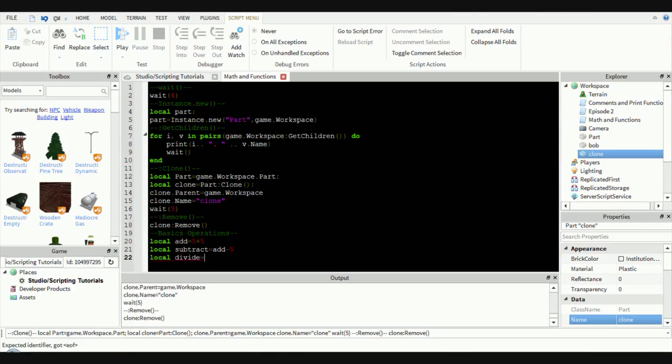equals, so if you want to divide something, you'll just put a slash like so. I'll show you. So add divided by 2, and that would divide 10 into 2, and that would equal 5. And then for multiplying, we would use the asterisk symbol. Multiply equals 5 times 2.